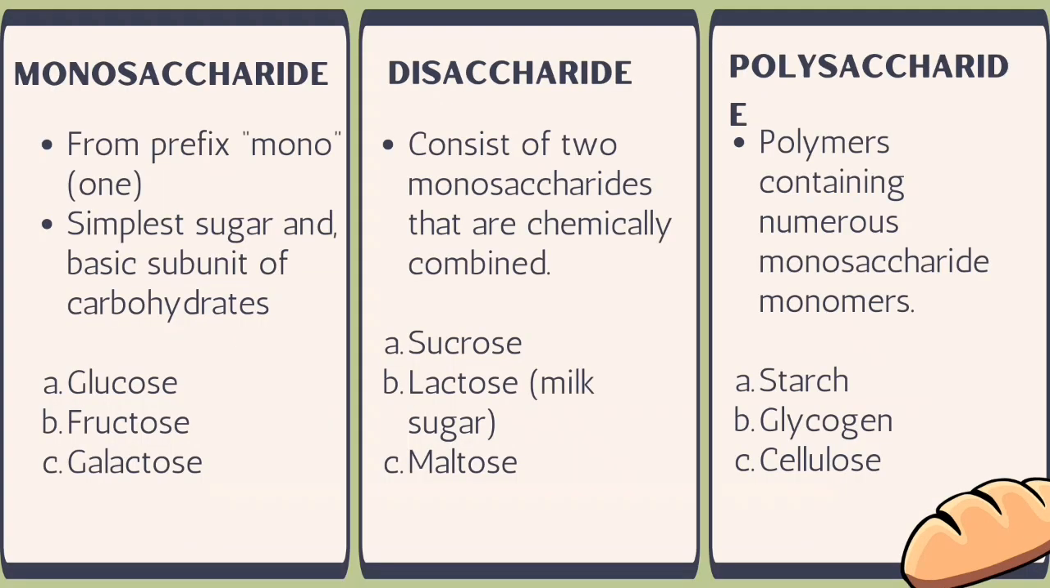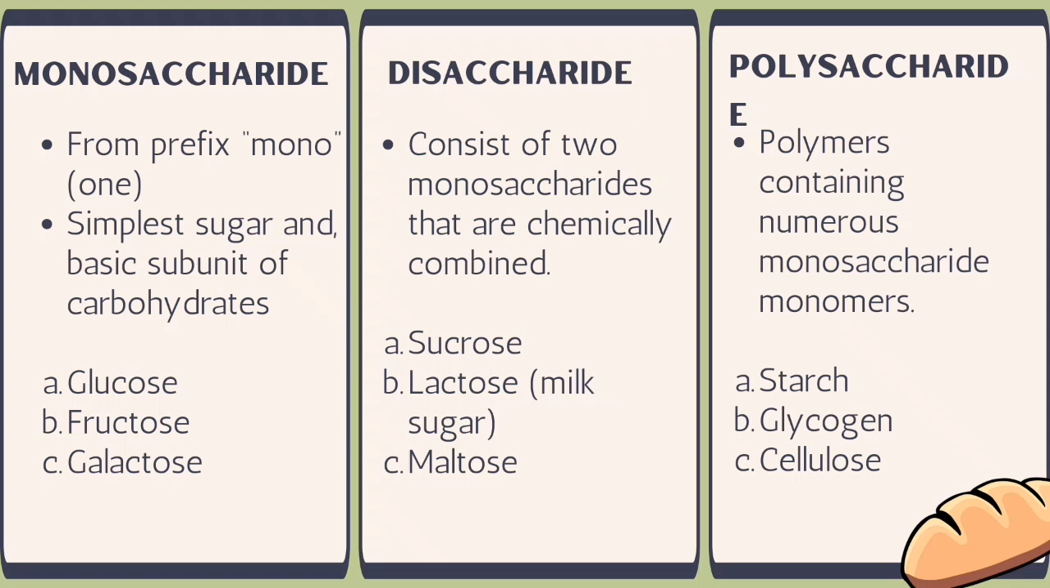First is the monosaccharide. Monosaccharide, from the prefix mono, means it is the simplest sugar and the basic subunit of a carbohydrate. There are three common monosaccharides that we can see. First is the glucose, which is commonly known as the dextrose. Next is fructose or levulose. It is a sugar from fruits. The next is galactose, which is the sugar in milk.